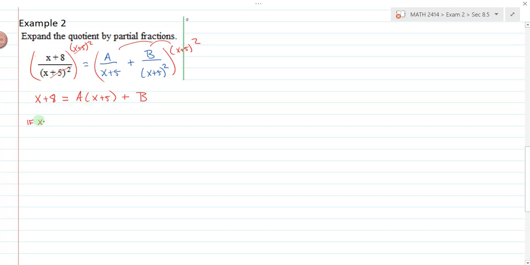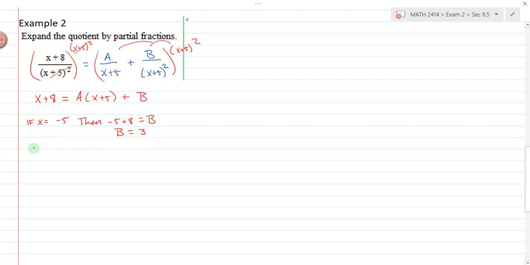So we can say if x is equal to, what do you want x to be equal to? Negative 5. If x is equal to negative 5, then we get negative 5 plus 8 equals, that's going to be 0, and we get b. So that means that b is going to be equal to negative 5 plus 8, which is 3. Now I know a number for b.